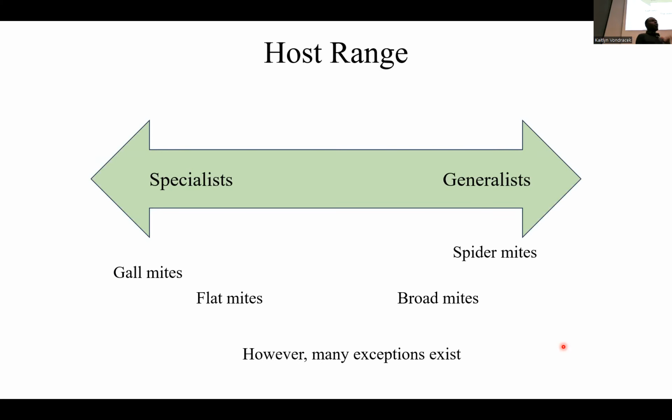So if you look at the host range or the diversity of plants they can affect, those 4 groups range from specialists like the gall mites, aerophioid mites, then we have the flat mites, while the spider mites and broad mites are more generalists. Spider mites are actually notorious. You can almost find them on any plant around here at the center. However, there are very many exceptions between that classification.